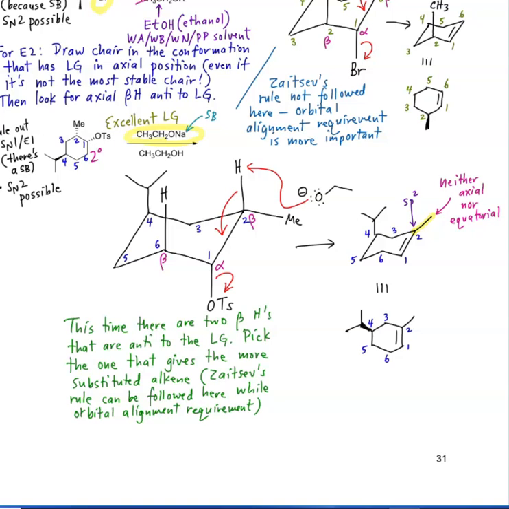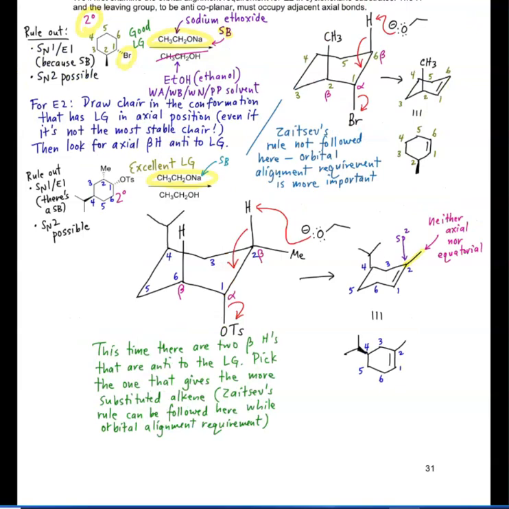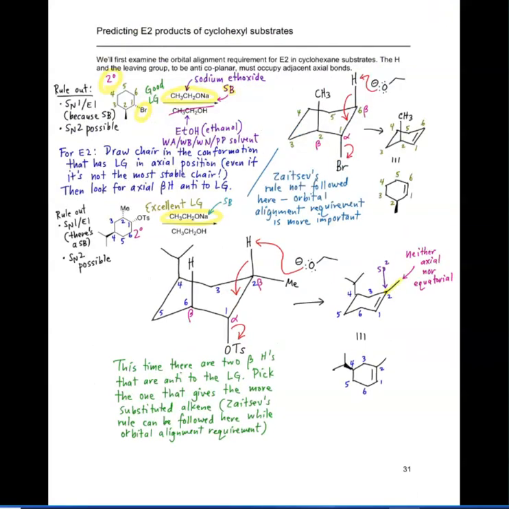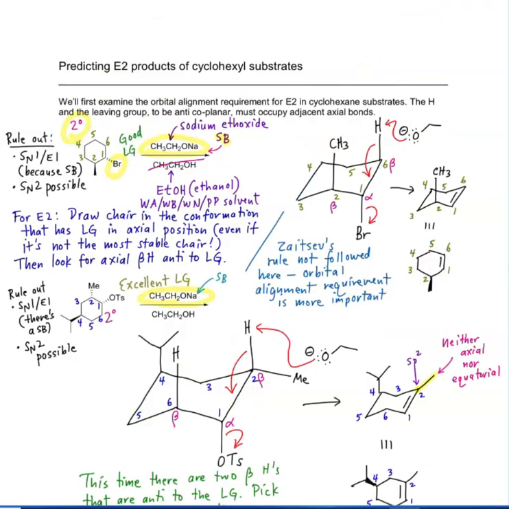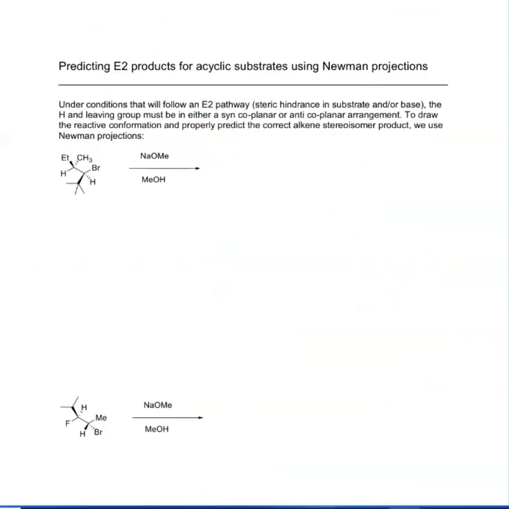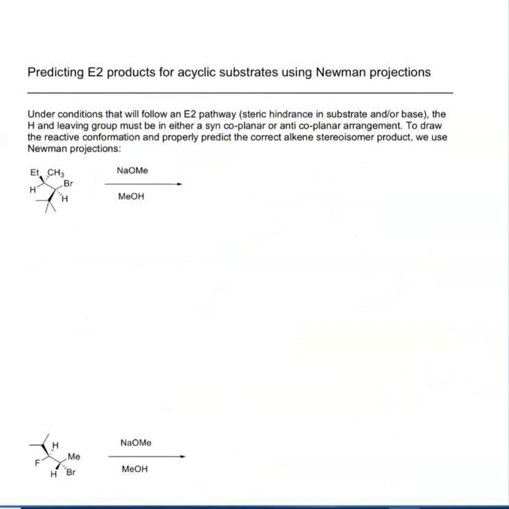So that's what you would do to predict products when your substrate has a cyclohexane ring. What if it doesn't? What if it's acyclic? Okay, well, the same rule applies. You're going to need to have the molecule in the conformation that puts the beta hydrogen and the leaving group anti to one another. So let's take a look at some examples.